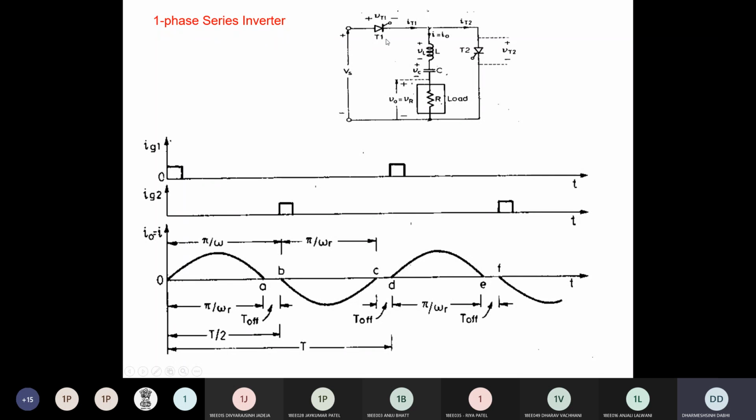And if thyristor T1 is not completely turned off, and at the same time at instant B you turn on T2, what will happen? Both T1 and T2 are on. So your load will be bypassed and your source will be short circuited. Understand or not? So that's why you provide sufficient turn off time to each and every thyristor to regain its forward blocking capacity, to avoid a short circuit of the supply. Clear now? Yes, sir. Okay. So let's move to the next topic.